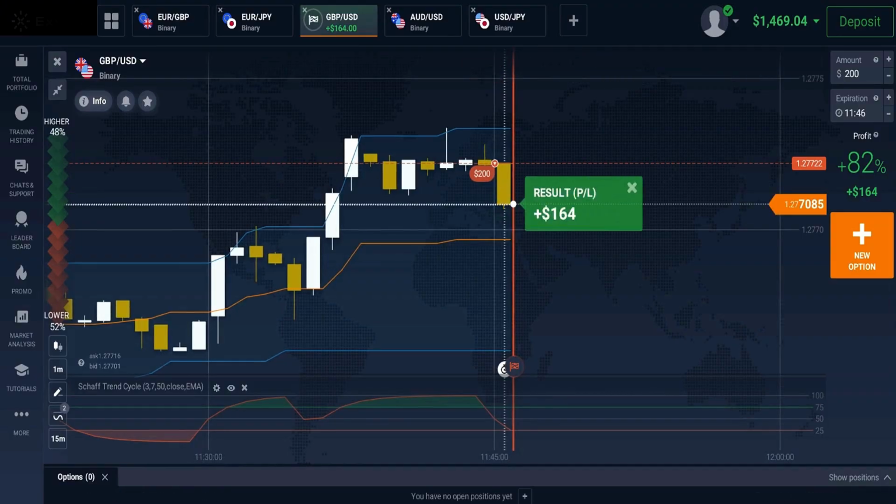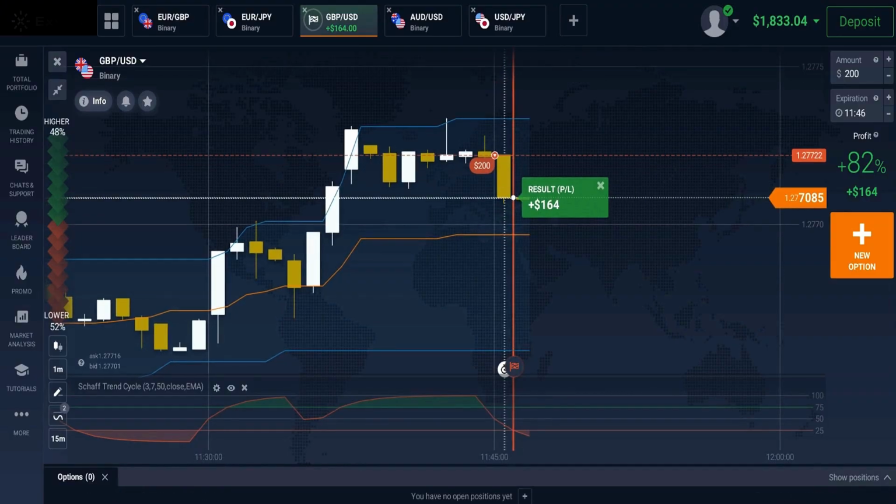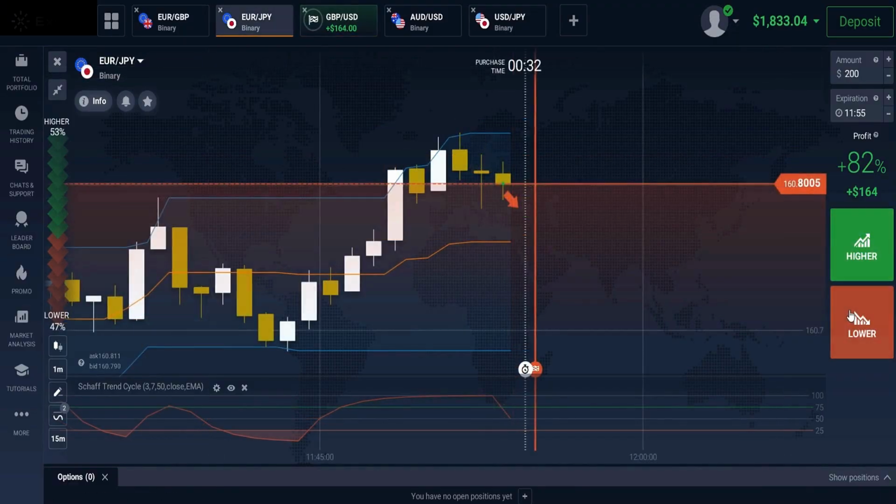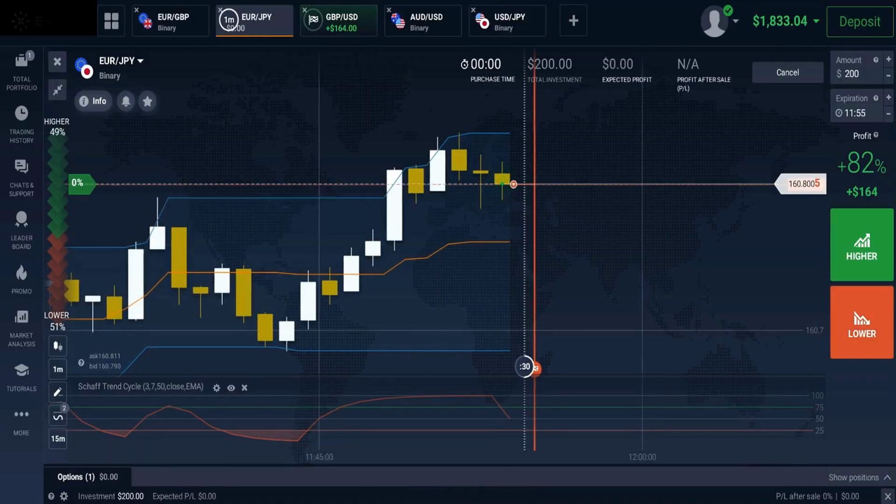All right, the trade is now complete. Let's check the result. As you can see, the trade was successful. The price moved in our favor and we secured a profit. Now let's stay patient and wait for the next perfect trade setup.